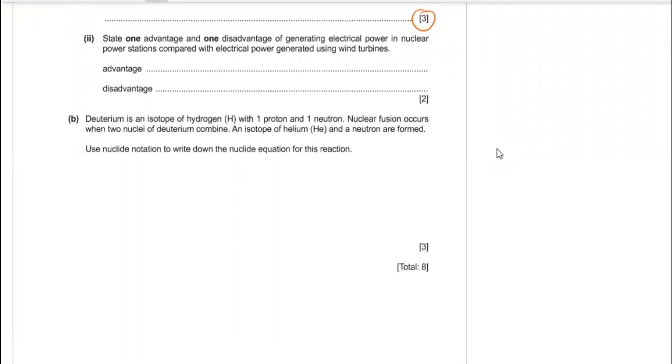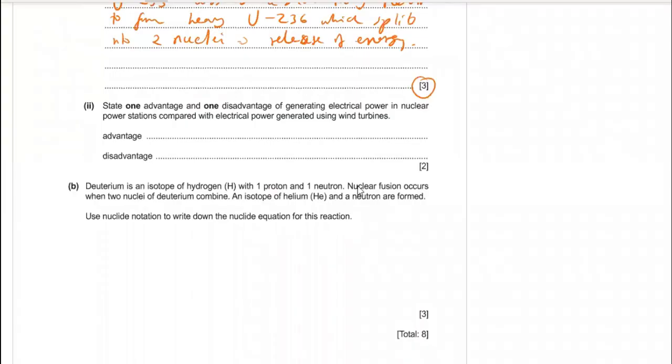Problem 2, state one advantage and one disadvantage of generating electrical power in a nuclear power station compared with electrical generation with wind turbines. So one of the advantages here is that if you look at it in terms of pollution, generating electrical power in the nuclear power station does not cause air pollution. You have to be very categorical. If you just mention does not cause pollution, you might be wrong, because it causes visual pollution. So does not cause air pollution.